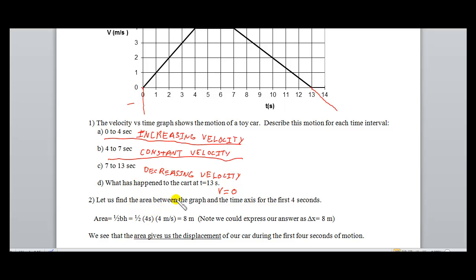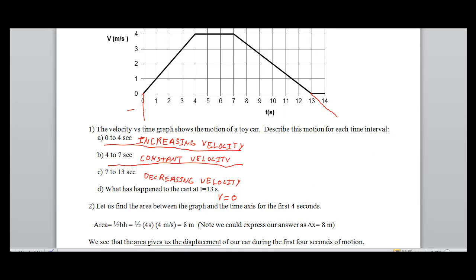Let us find the area between the graph and the time axis for the first 4 seconds. For the first 4 seconds, what are we talking about here? We're talking about this region right in here. We want to find this area right in here, right? And basically, that is a right triangle. And hence, the equation would be 1/2 base times height.